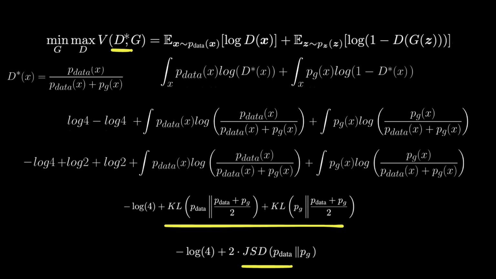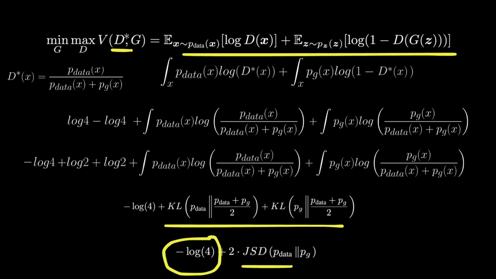So now we can see that the minimum point of this objective, which is minus log 4, is indeed when pg equals p data. Hence, our optimal generator, which we get by minimizing this objective till its global minima, will end up mimicking the data distribution through its generated outputs.